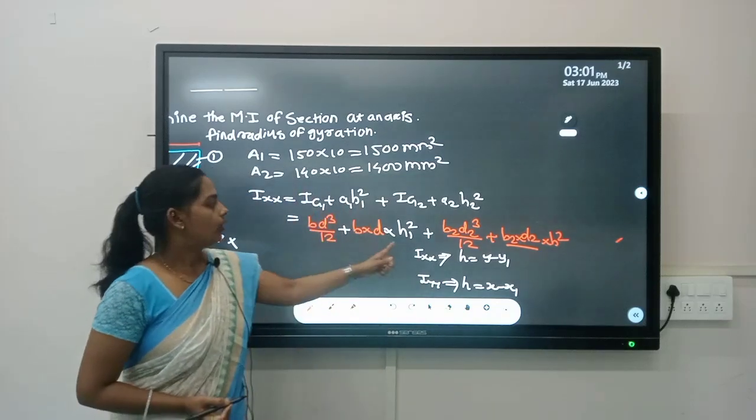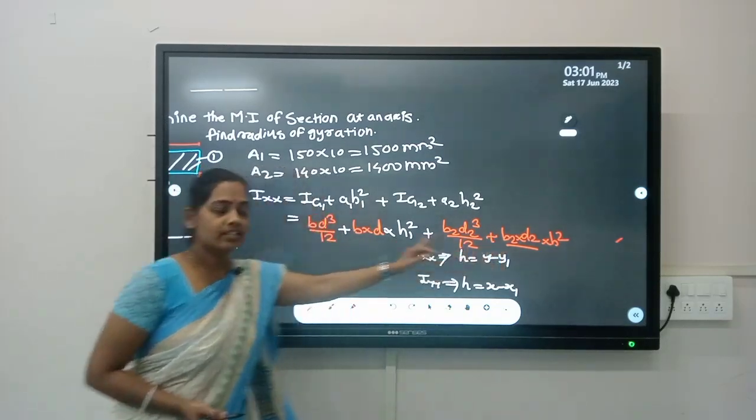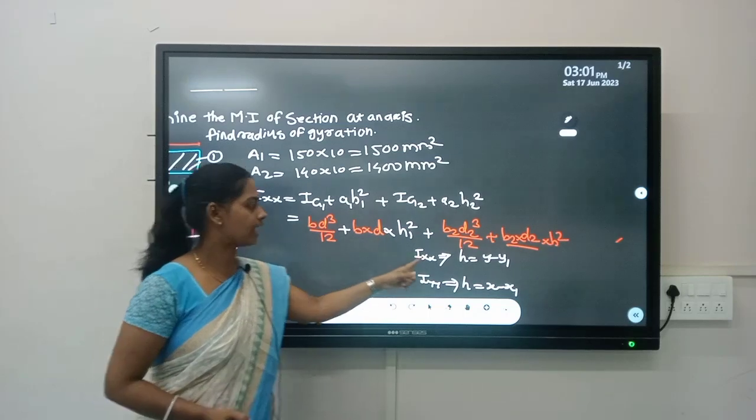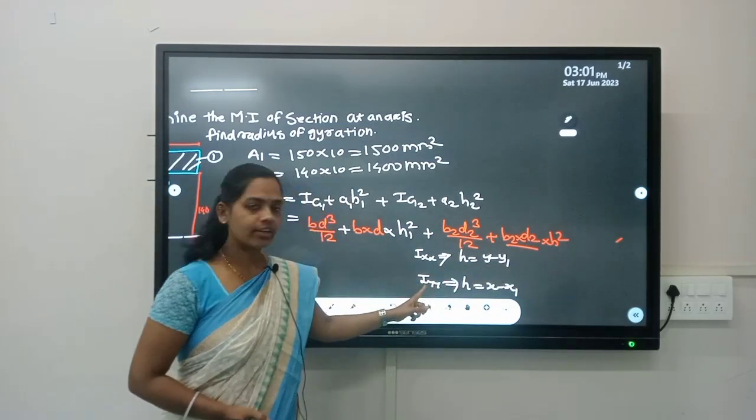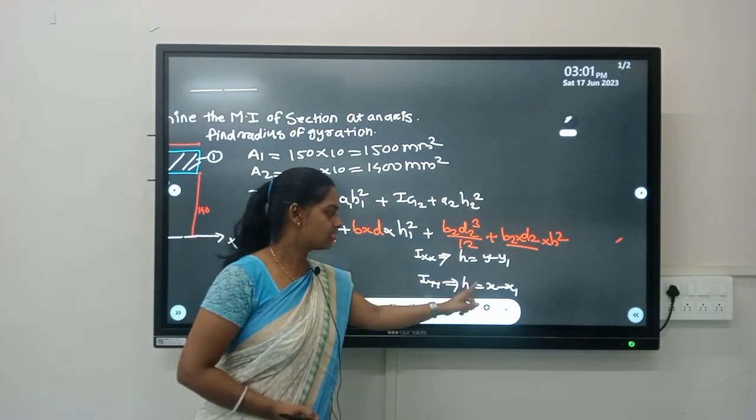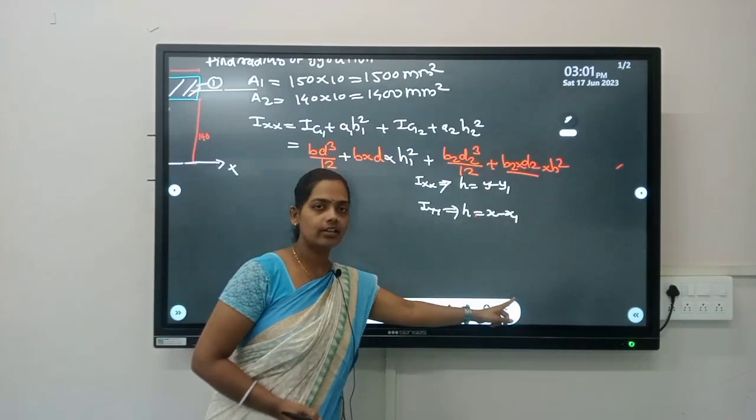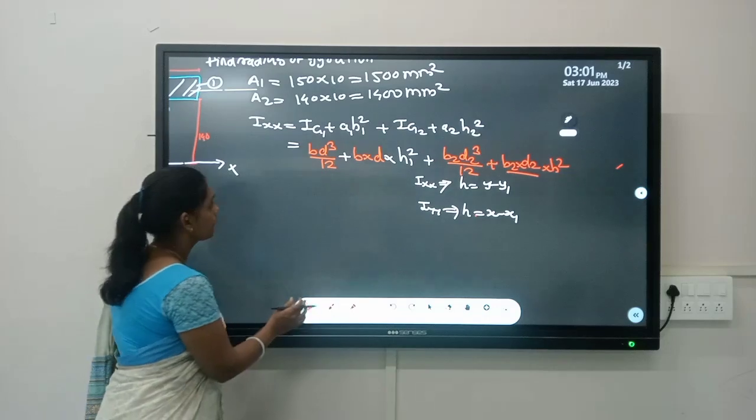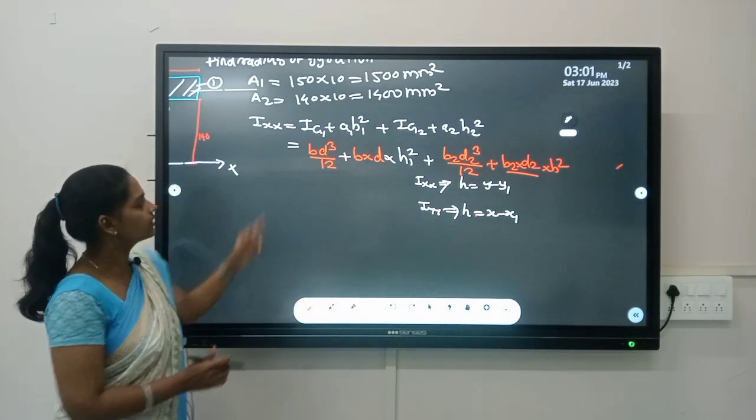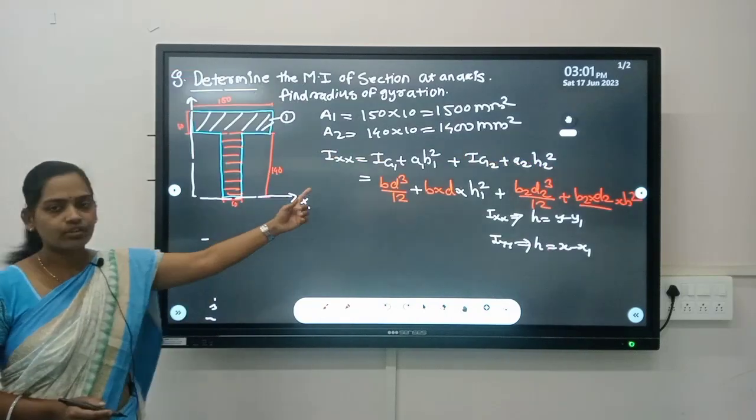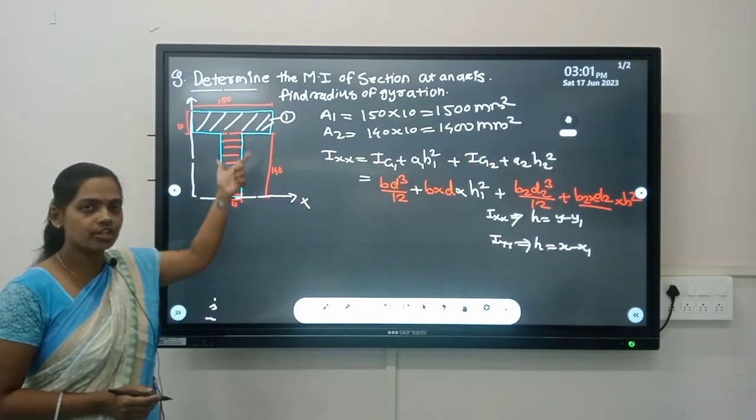But what is the term H1 and H2? These are the differences for calculating Ixx. H1 is equal to y minus y1, and for calculating Iyy, H is the difference between x and x1. So now we will calculate particular Ixx. Before that, so this is our formula, but we have to look at individual centroids.